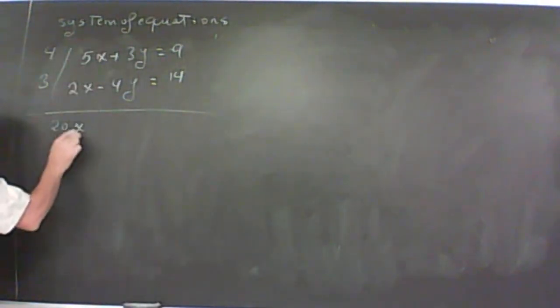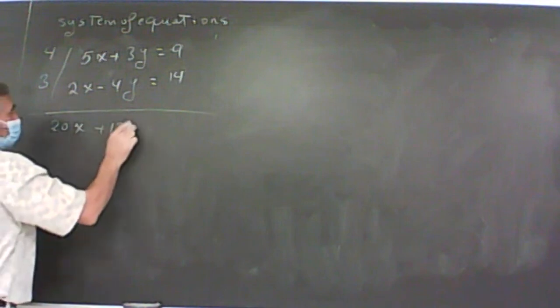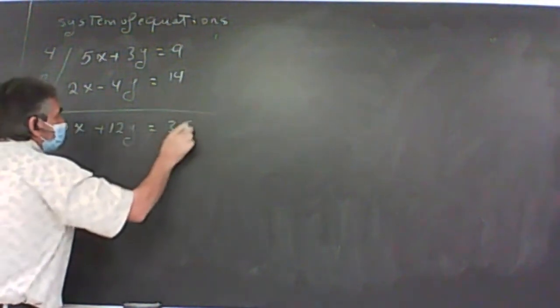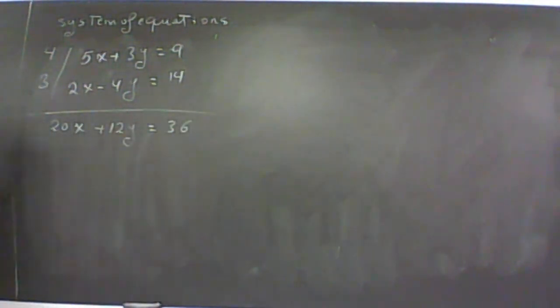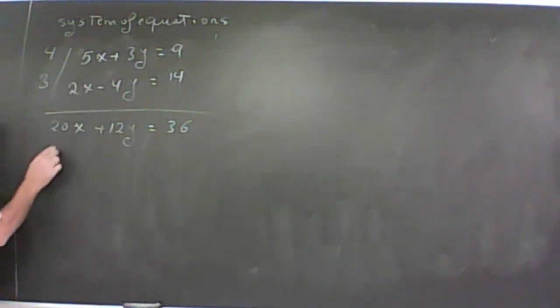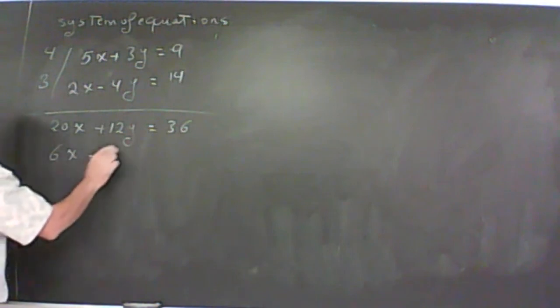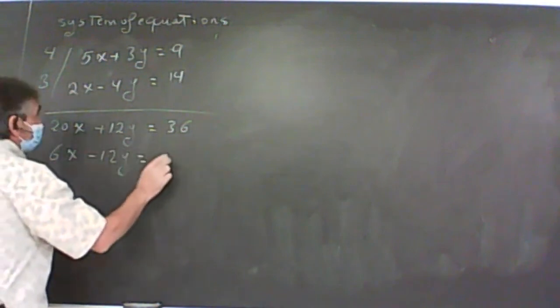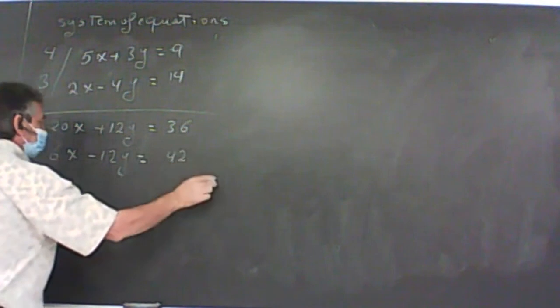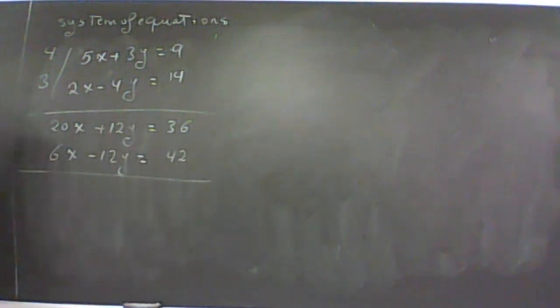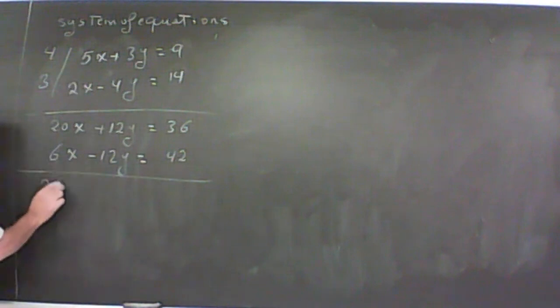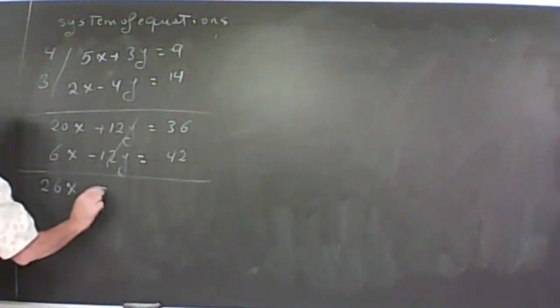So now we have 4 times 5 is 20x plus 12y equal 36. And then we have 6x minus 12y equal 42. Now we can add them. When we add them, we end up with 26x equal 78.